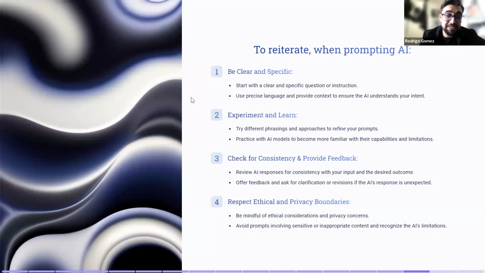So check for consistency and provide feedback, of course. Engage with it directly, review responses, offer feedback, redo the whole thing, aiming for a better result. And then, of course, respect ethical and privacy boundaries. I go back to the idea that at no point have I taken student writing and submitted it straight through a GPT or any type of LLM, because that breaches data privacy, student protections, etc., from my point of view. So I do not recommend that.